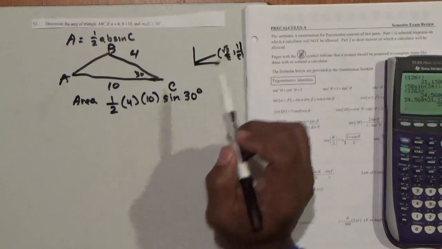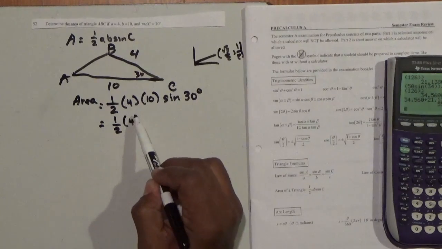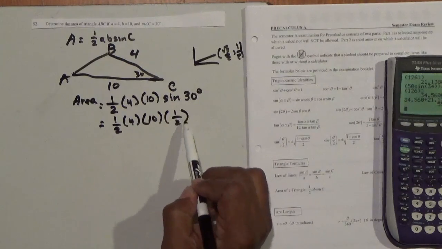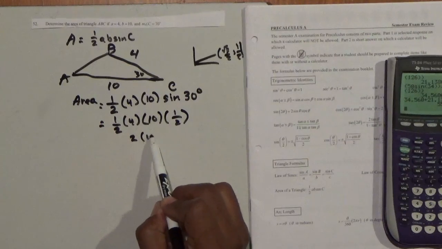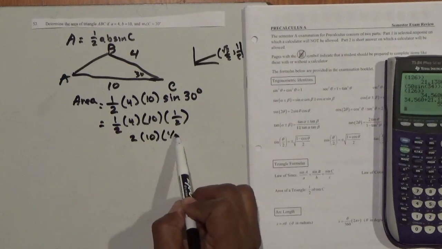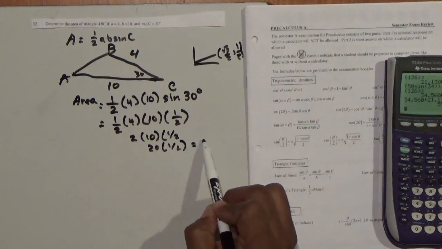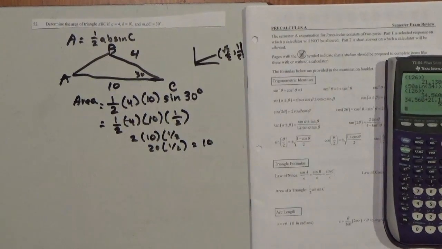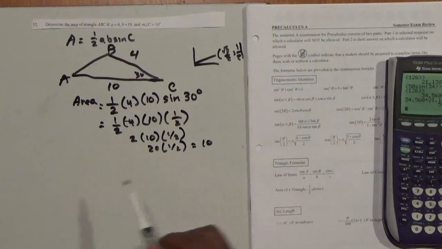So it's 1/2 times 4 times 10 times 1/2. Half of 4 is 2, that's 20, and half of 20 is 10. So if you wanted to type that all in a calculator, you still get 10. It's up to you, however you want to do the computation.